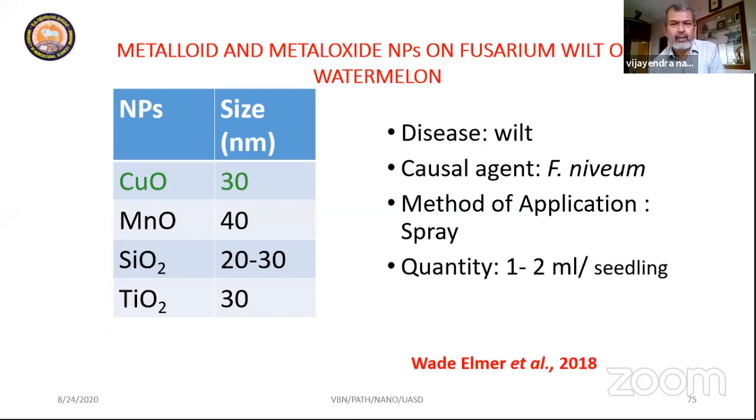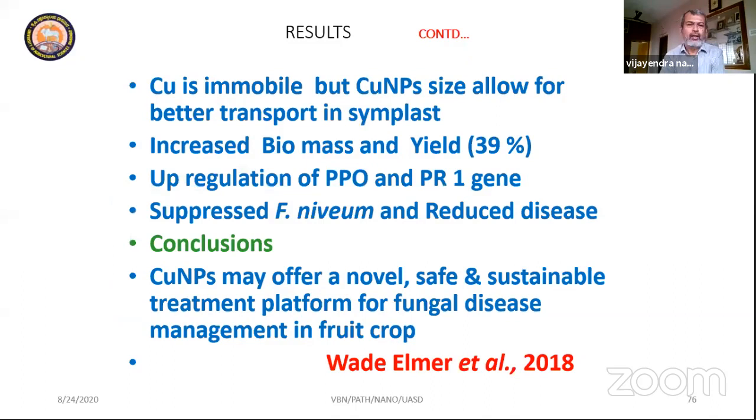I would like to say another beautiful example, the experimentation done by Wade Elmer and his team in relation to management of the Fusarium wilt of watermelon. Fusarium niveum is the causal agent, wilt is this, and he has developed nanomaterials, copper oxide, MnO, SiO2 and TiO2, and he used them at the rate of 1 to 2 ml per seedling. See now what has happened. He applied to the plant and found a reduction in the disease, an increase in the biomass, and then they analyzed the enzyme activity, that is, PPO and PR1 gene were expressed to the greater extent, suppressed the organism Fusarium niveum, and reduced the disease.